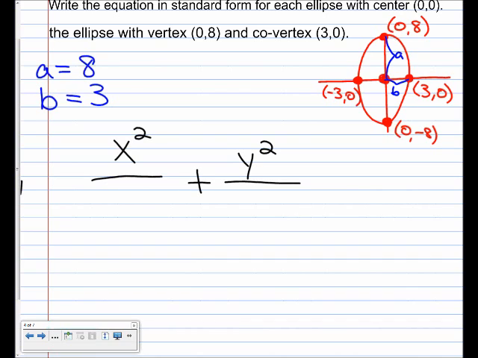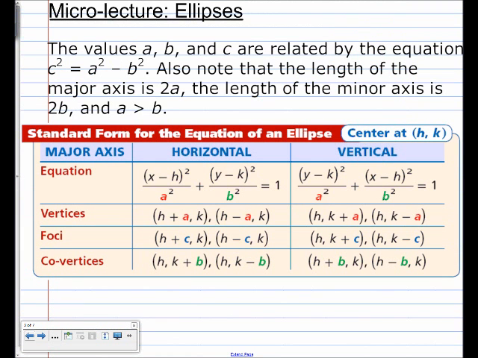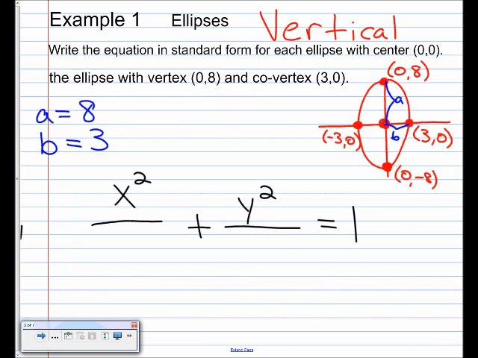And we know it's equal to 1. Now, here's the question. In the formulas, it says a squared and b squared in the denominator. Notice I started with the letter x. I'm always going to start with the letter x.